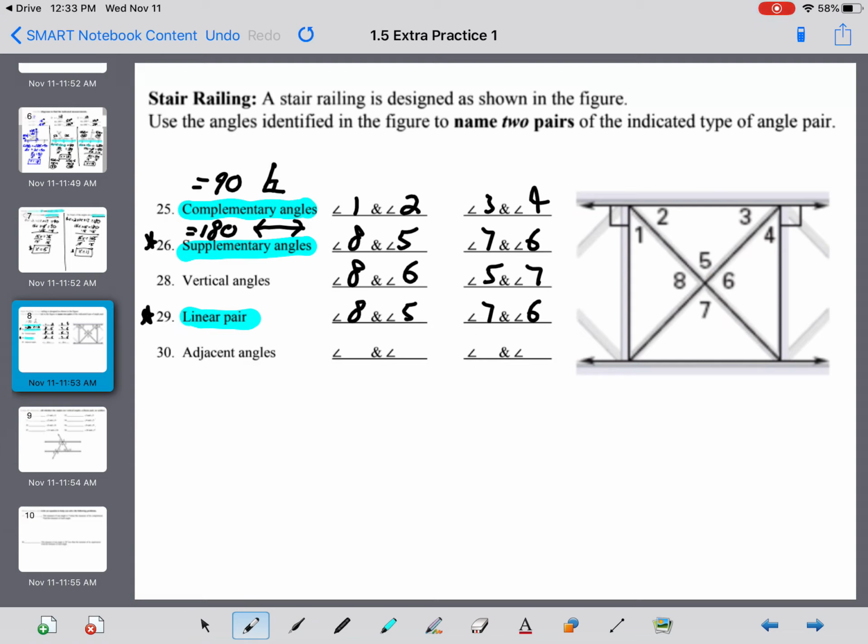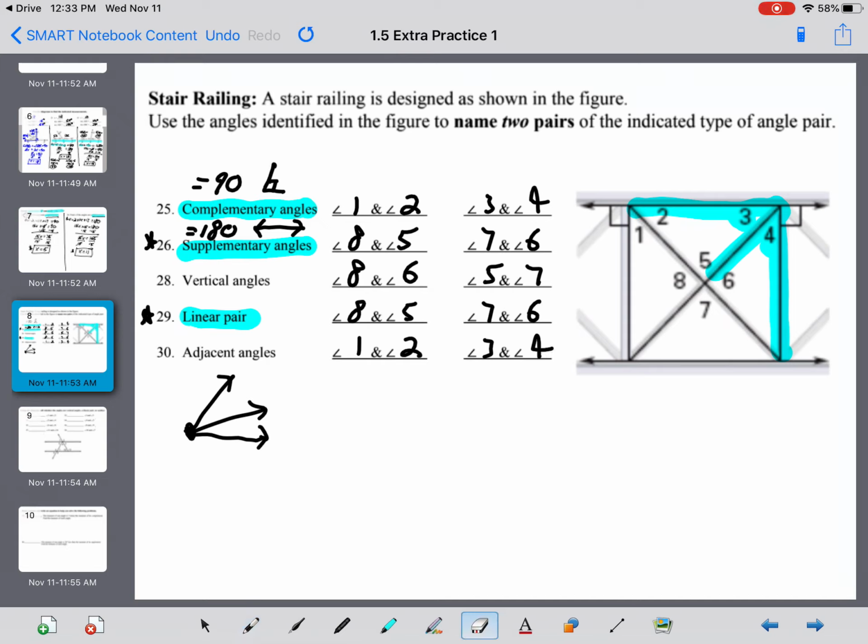Adjacent angles. Remember, our adjacent angles are ones that share a vertex and a ray. So where do we see some adjacent angles? If I look at this top corner, I see them right here. We share a vertex, meaning this corner, and we share a ray right here. So that would be angles 1 and 2. They're adjacent. Now, if I did the other corner, we have angles 3 and 4 are adjacent.